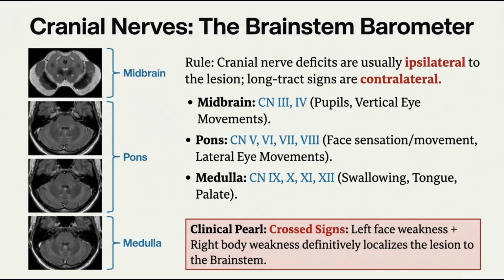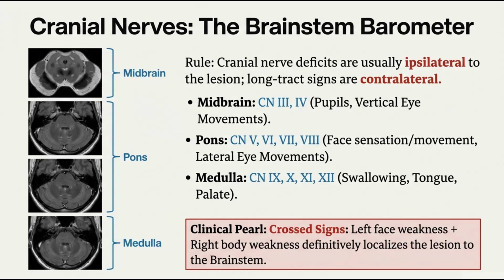A big stroke in the right cortex, for example, would cause left face weakness and left body weakness. Everything is on the same opposite side. So matching sides means cortex. Alternating sides means brainstem. It's a beautiful, elegant geometric certainty, and that is the power of the cranial nerve exam. It lets you pinpoint the vertical level, midbrain, pons, or medulla, and the horizontal location of the lesion.